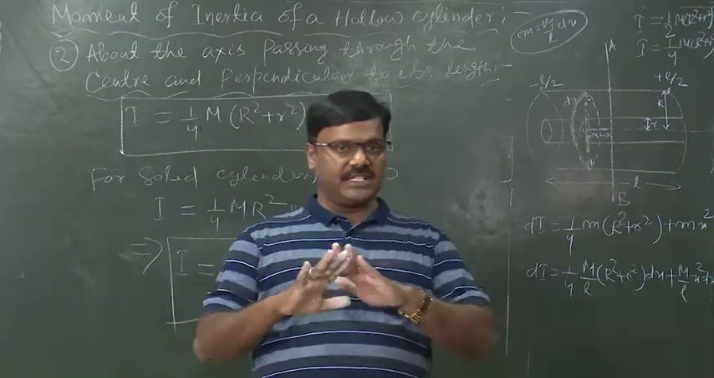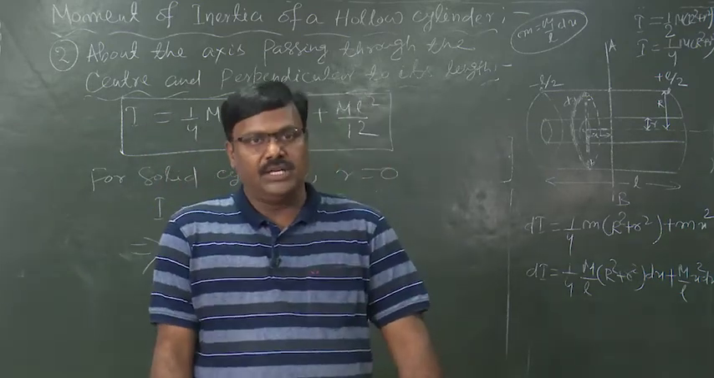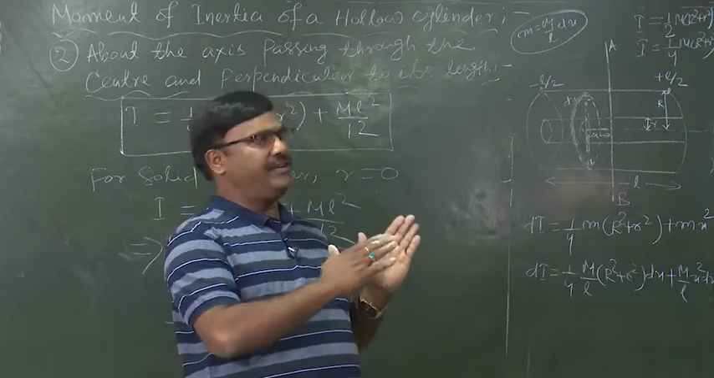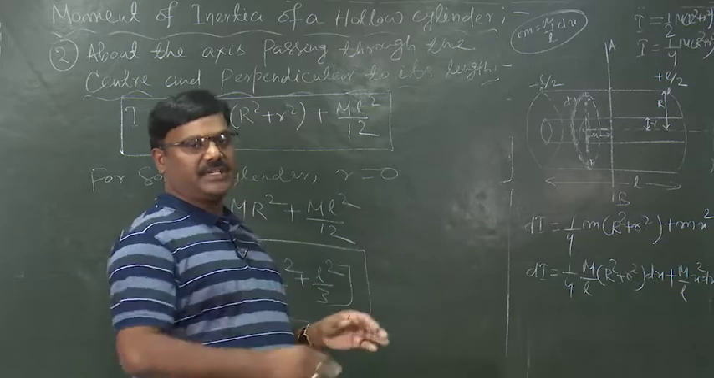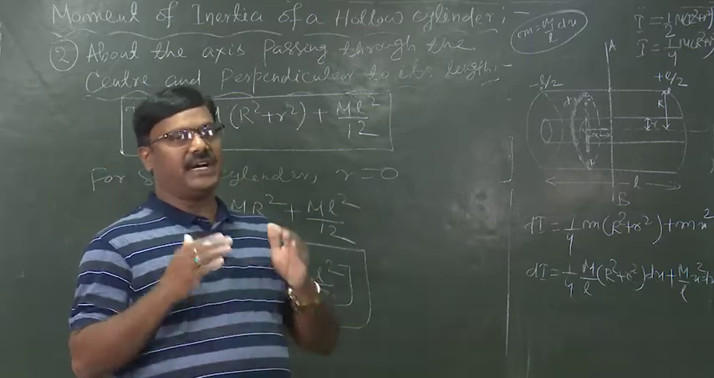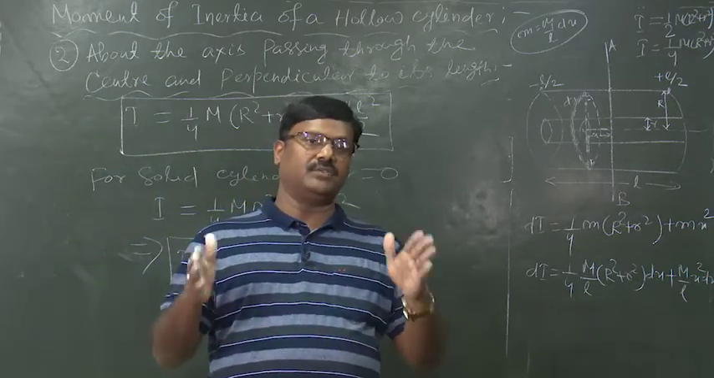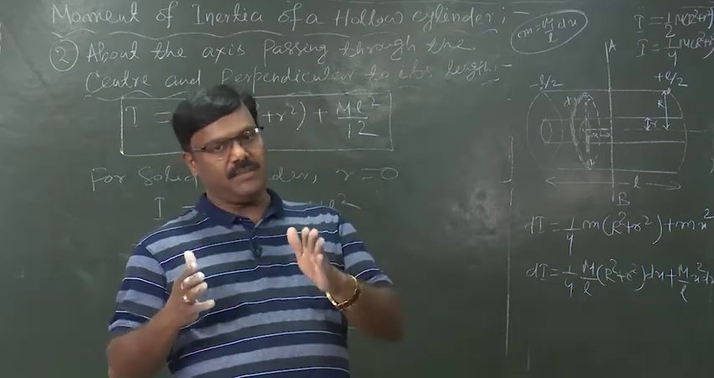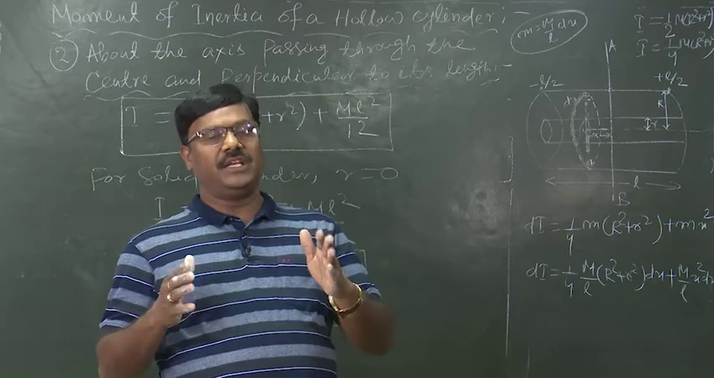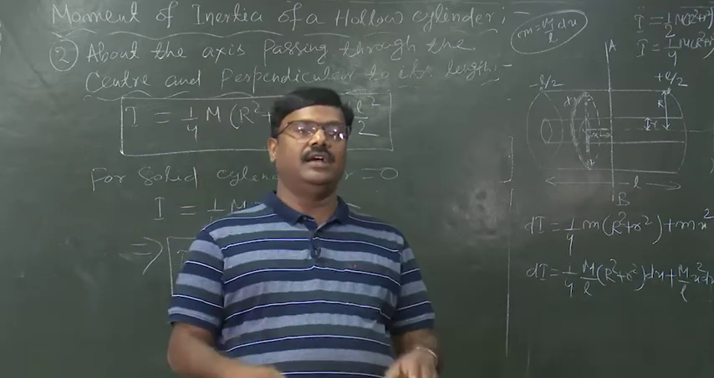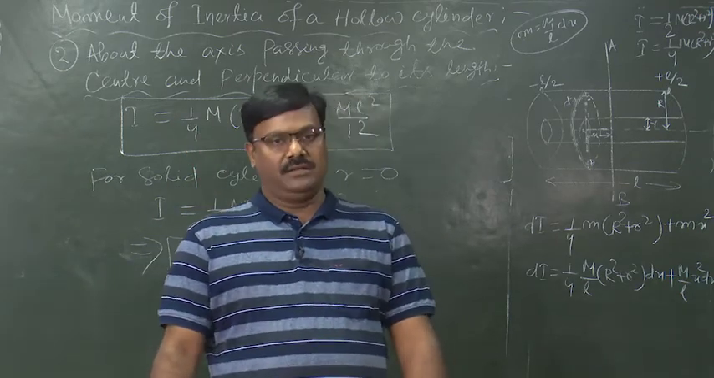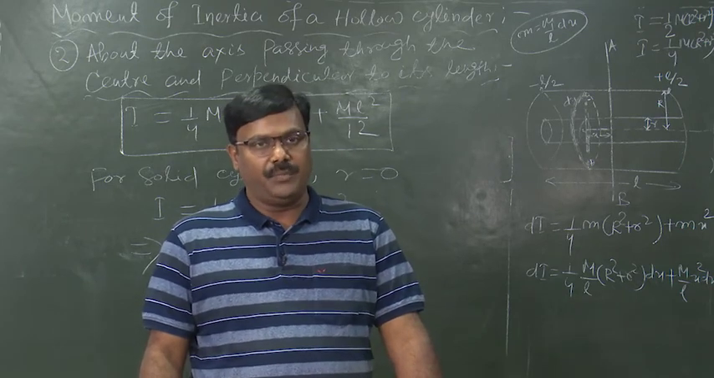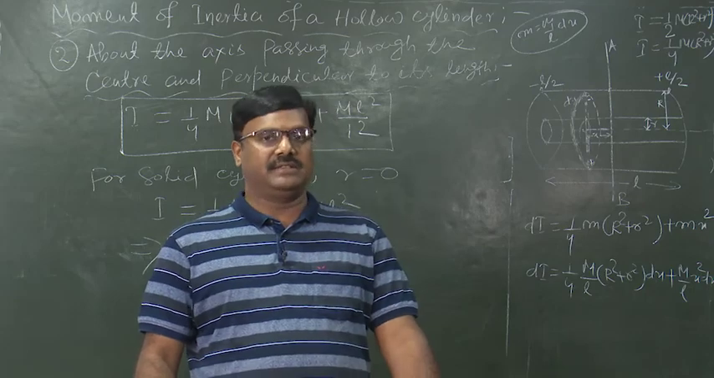Hereby we discussed all about the moment of inertia of a hollow cylinder about two different axes, about the axis of symmetry and about an axis passing through the center and perpendicular to its length. And also we calculated the same moment of inertia in case of a solid cylinder. Here I finish the class which was for the moment of inertia of cylindrical bodies. Many thanks.